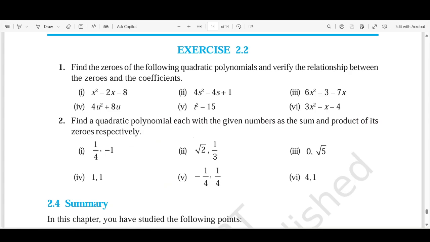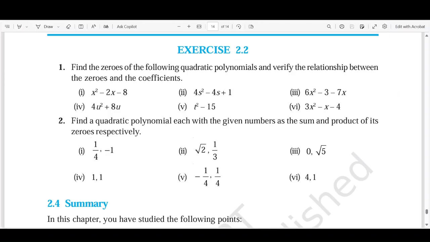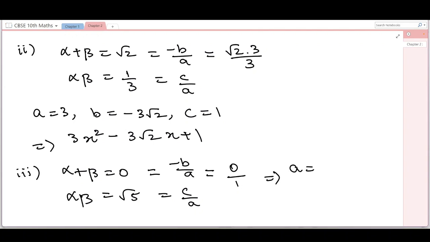Third one, summation is 0, alpha plus beta equal to 0, product value is root 5. Minus b by a, this is c by a. So 0 can also be written as, since here it is 1, 0 can also be written as 0 by 1. So from this what we can conclude is a equal to 1, b equal to 0 and c equal to root 5. Therefore, the required quadratic polynomial is x square, b term is 0, therefore x square plus root 5.